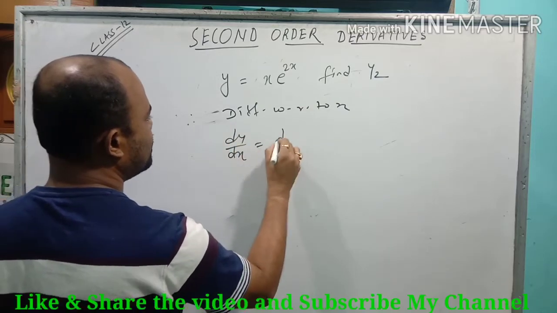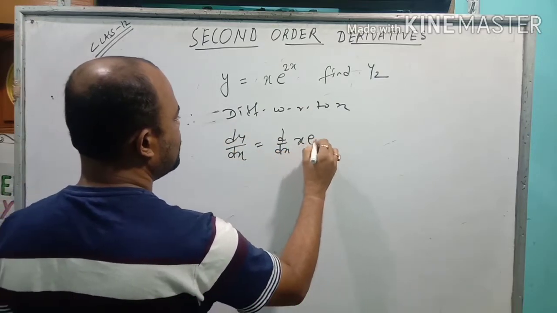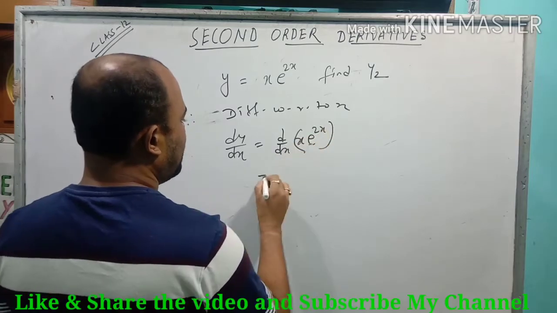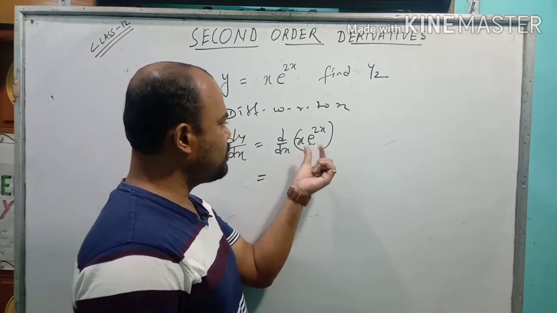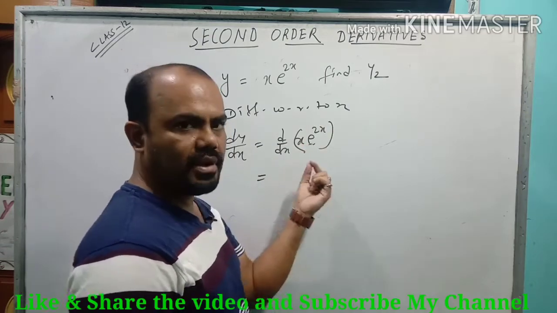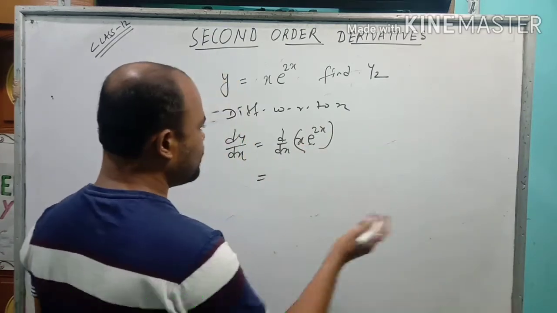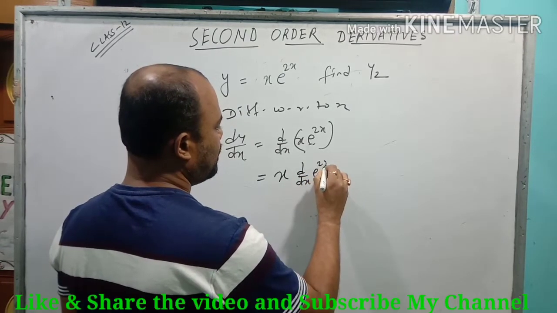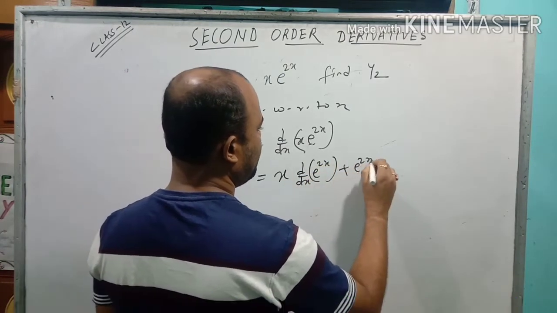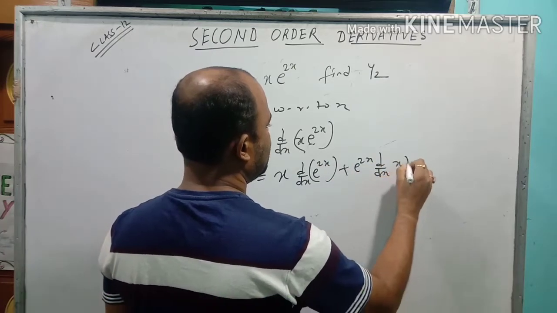dy by dx equal to what? d/dx of x into e power 2x. Now which formula to apply here? It is a product of two functions, x into e power 2x. So definitely it will be u into v. What is the formula of u into v? It is u d/dx of v plus v d/dx of u.